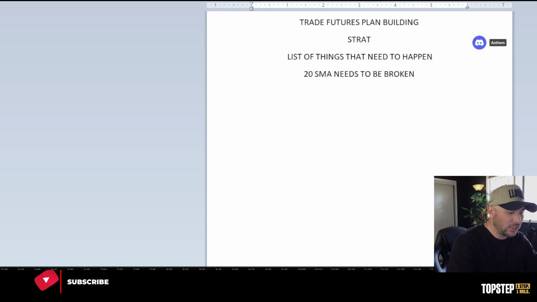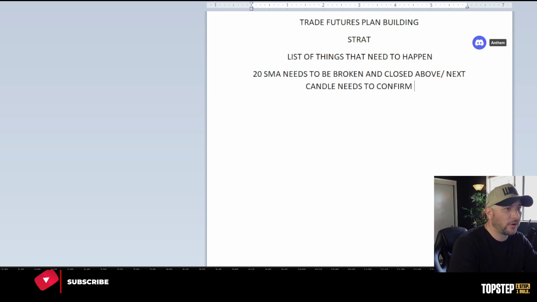Okay, I'm just giving you guys a quick rundown on one of my strategies. The SMA needs to be broken and closed above, right? So closed above. Next candle needs to confirm highs, okay? Equals entry. Simple. At least it's on my trading plan.